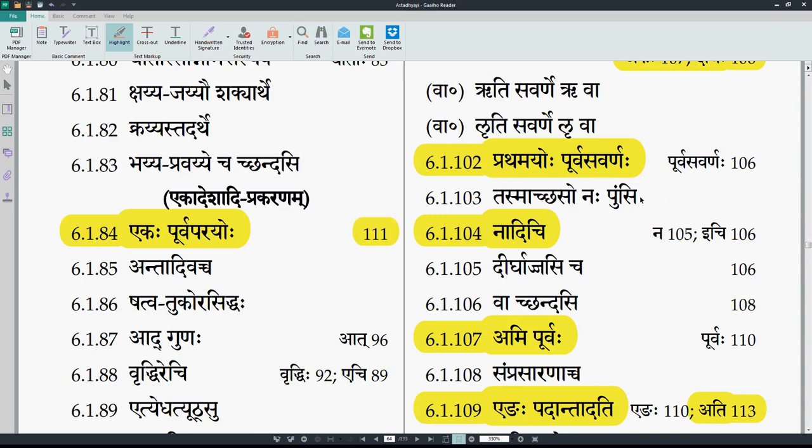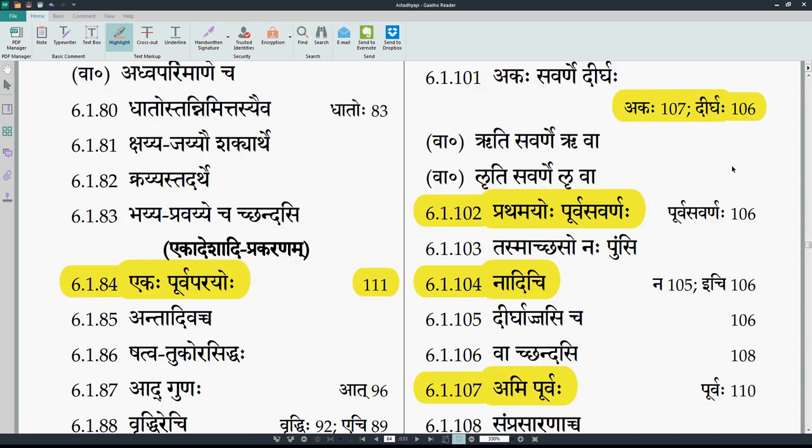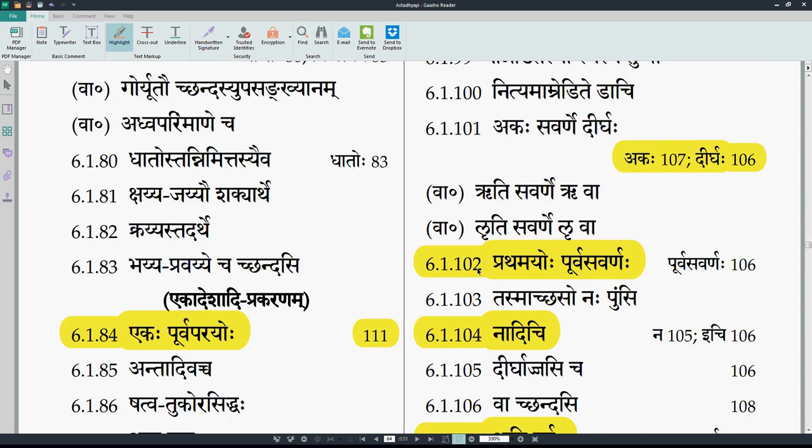Purva Savarna what? Not Purva Savarna. Purva Savarna and Dirgha is there. Till 106 it goes. Till 102 as Dirgha. Purva Savarna is not the Adesha. Purva Savarna Dirgha is the Adesha. So Purva Savarna Dirgha was ordained in the Prathama Vibhakti, thereby by this sutra we got Ramaha also formed.